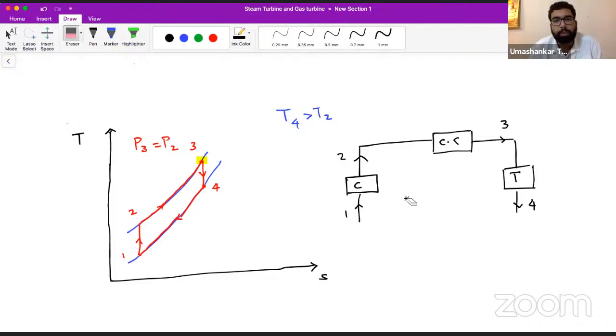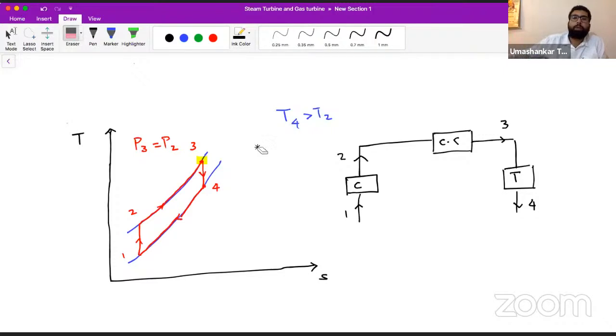Yes or no? So as you see, at the exit of the turbine, the temperature is still higher. So we can think of utilizing this heat energy. So how will we try to utilize this heat energy?